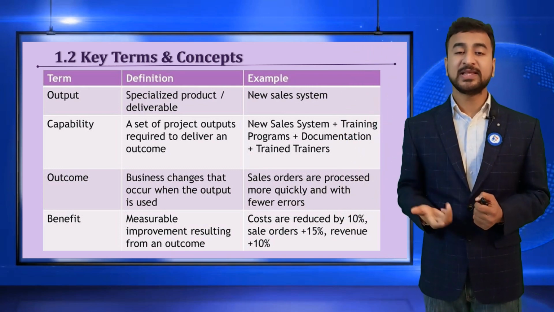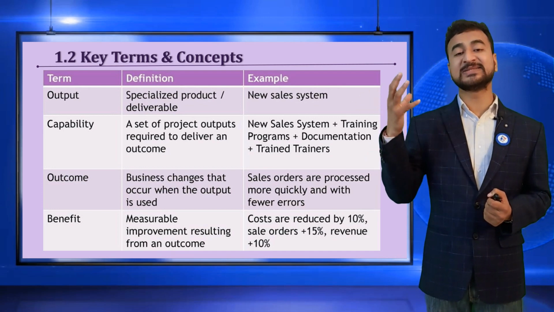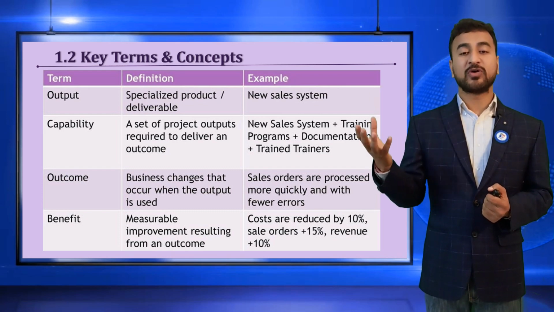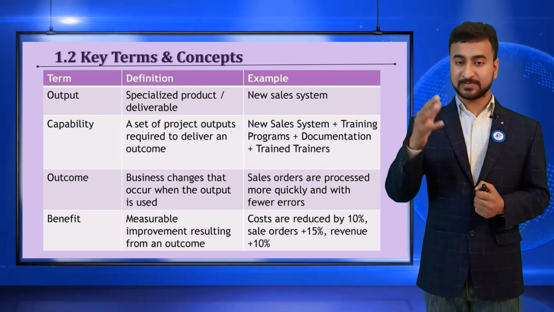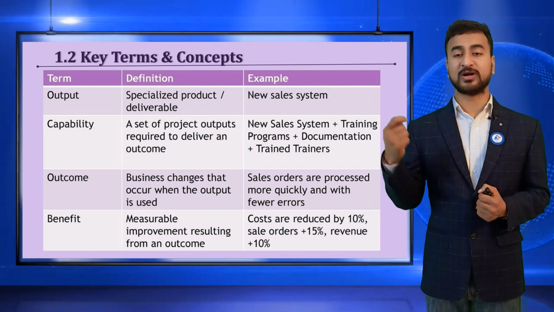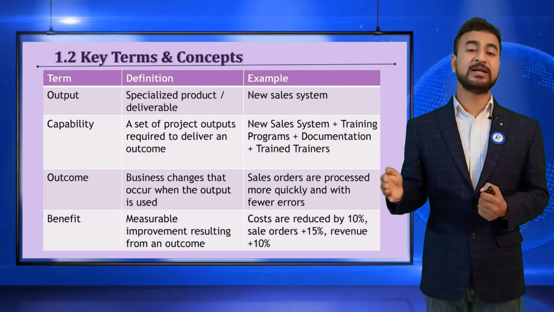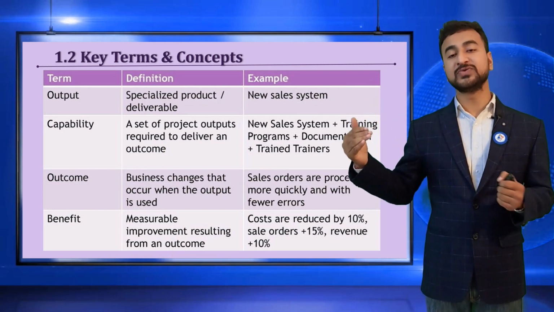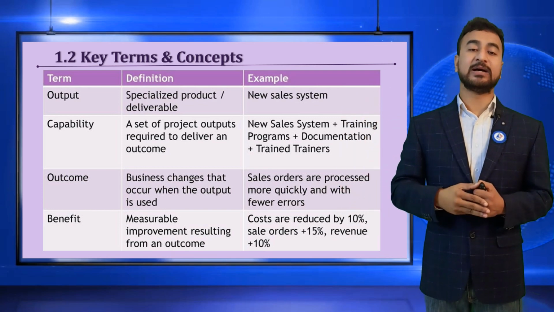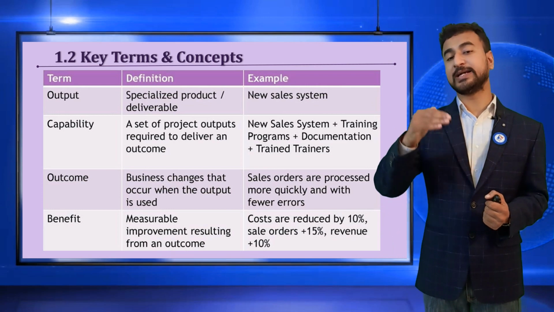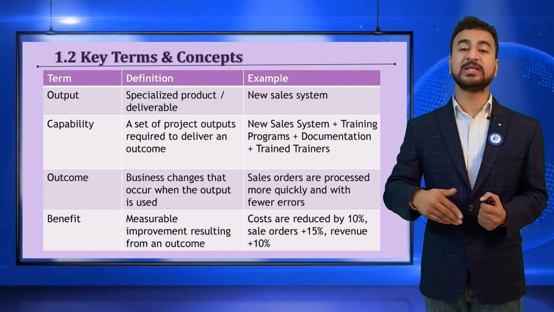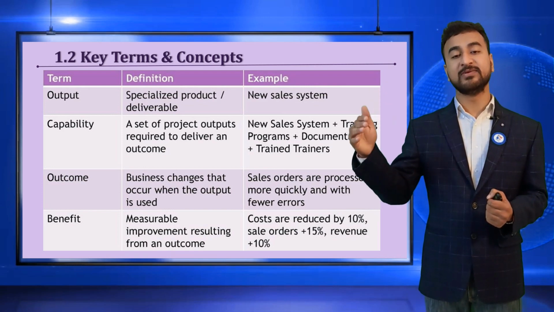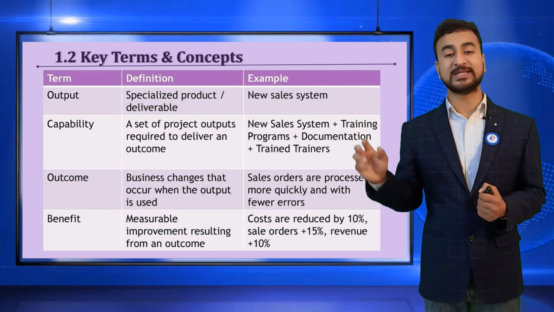So what do you mean by the output? The definition says it's a specialized product or delivery. If I want to give you an example, let's say in your organization there is no sales system or Salesforce or other software available, and the process is done manually. So that is the need for having a new sales system. You had visualized that, a project charter is created and the project is assigned to come up with a new sales system. Once your project team delivers that output, we call it the new sales system.